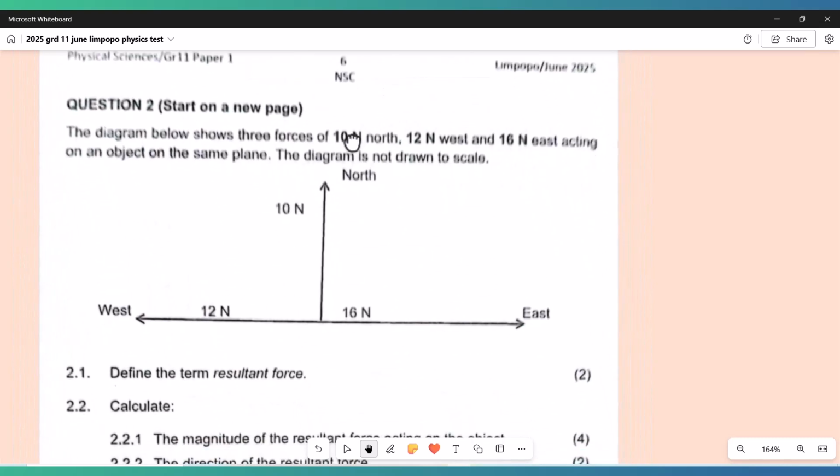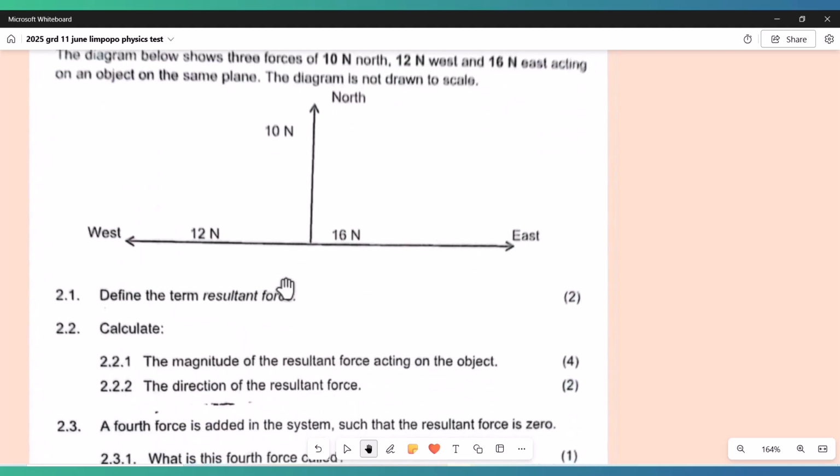Question 2. The diagram below shows 3 forces of 10 newtons north, 12 newtons west, and 16 east on an object on the same plane. The diagram is not drawn to scale. So they say define the term resultant force. Now, resultant force is a single force which has the same effect as many forces acting together on the same system.